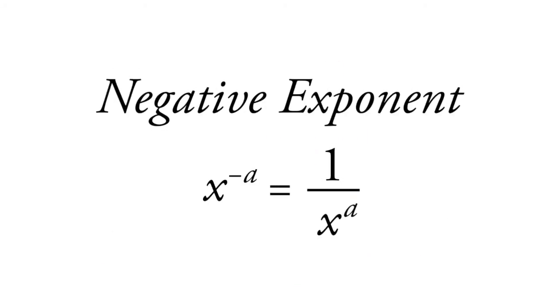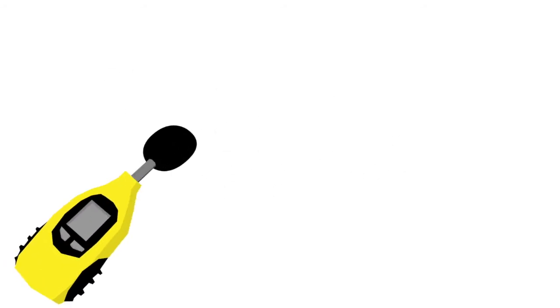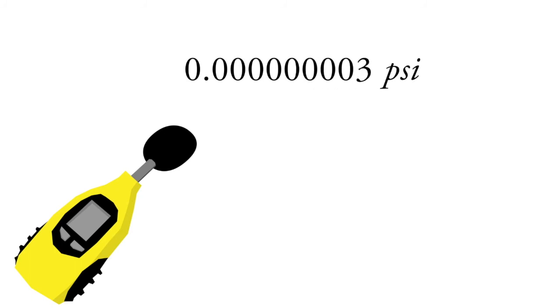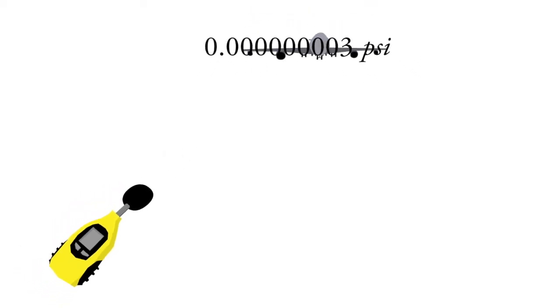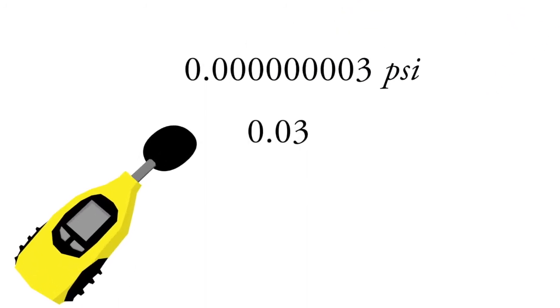Now it goes the other way too. Negative exponents go the other way. So the sound pressure of a whisper that you can barely hear, just at the threshold of hearing, the sound pressure of that in pounds per square inch is 0.000000003 psi. So 0, and then 8 zeros and then a 3. Anything less sound pressure than that, we can't hear it. And the sound pressure of a jet engine at close range, kind of the threshold where our ears start to hurt, is 0.03 psi.